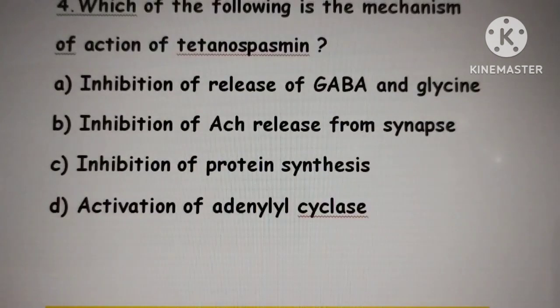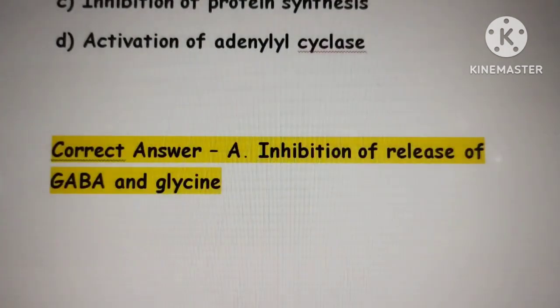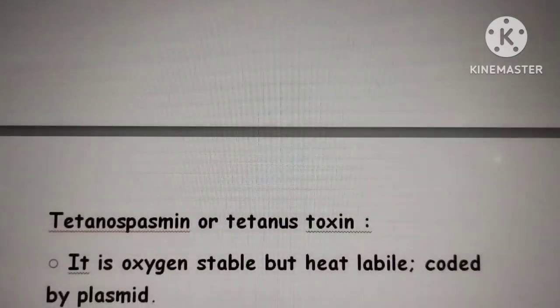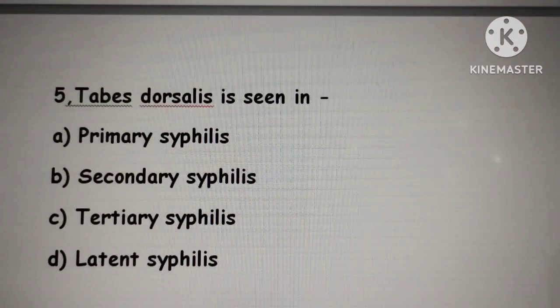The third point, inhibition of release of ACh from the synapse, is related to Clostridium botulinum. So the answer here is A only, that is the inhibition of GABA and glycine. That's all.